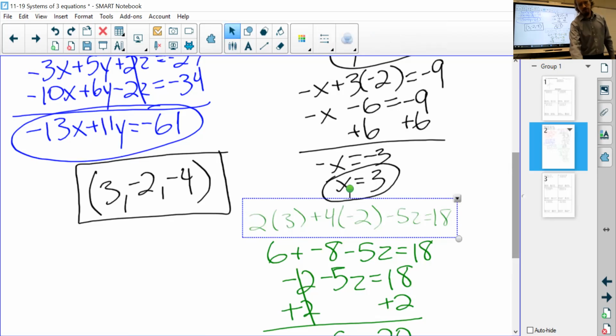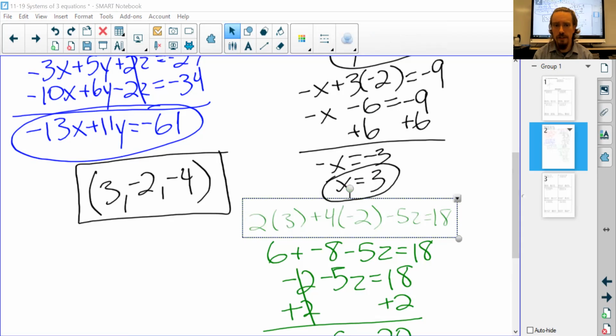So start with 3 equations. Use elimination to get rid of one of the variables. And then you end up with a system of 2 equations, which you know how to do by now. And then you just solve that one. And then you will have your answer.